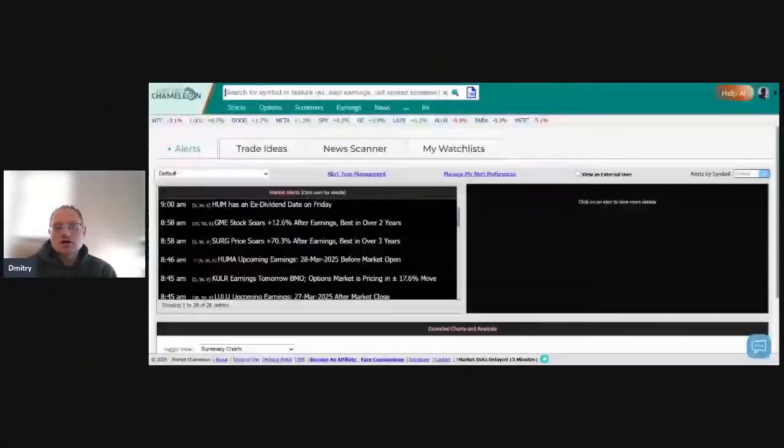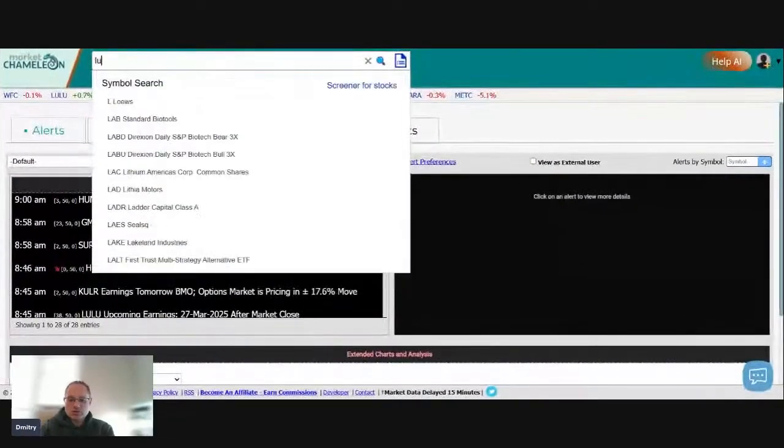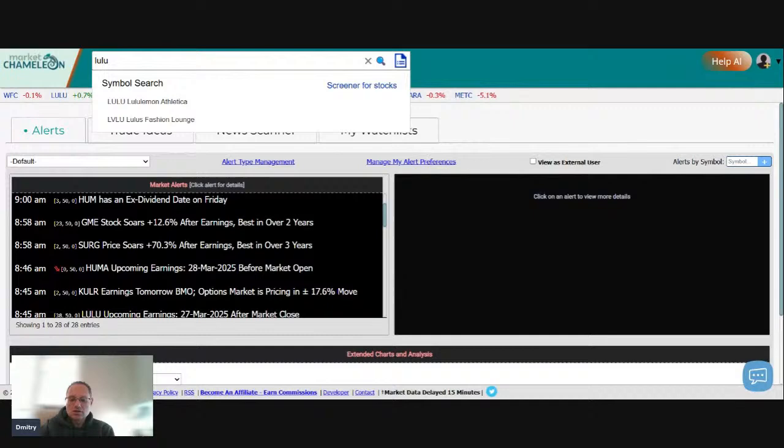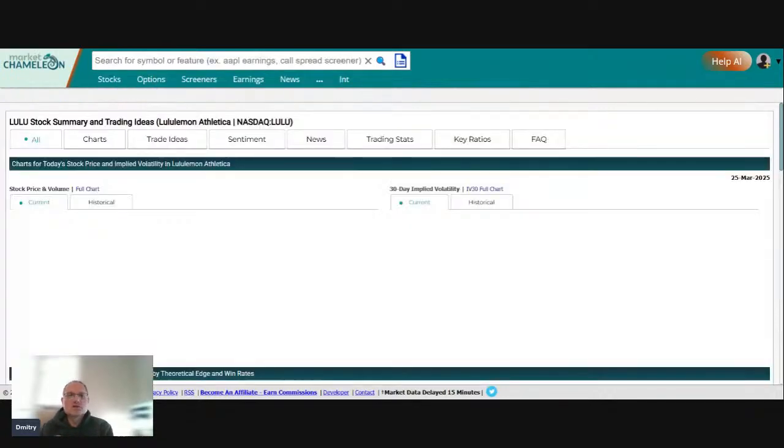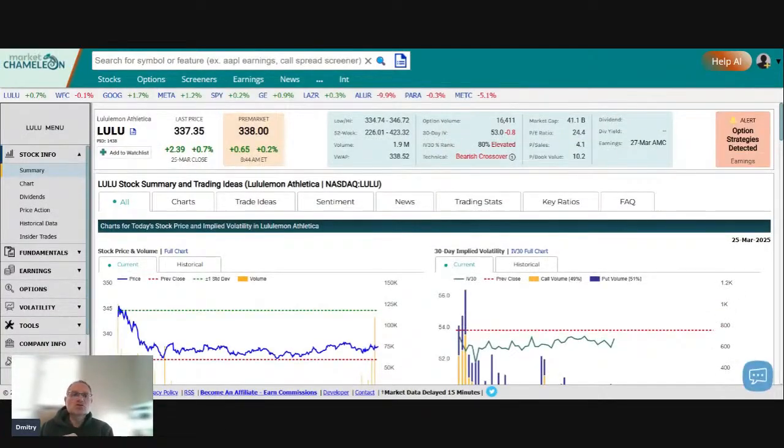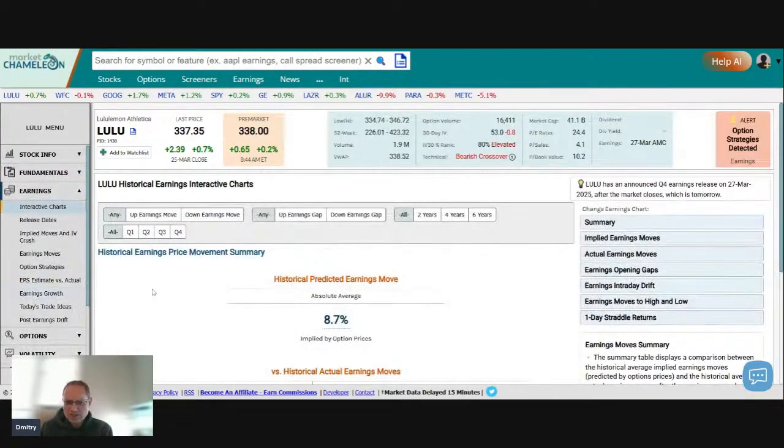Okay. And let me come to a page where we could look at that example, and I'm going to use LULU as an example today. They're coming up with earnings soon, so let's just take a look at their historical gap moves. So we type in LULU in the search box, top. On the left-hand side, let's go to the menu, click on earnings, then select interactive charts. We'll come to this page.